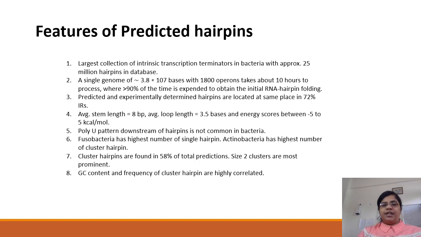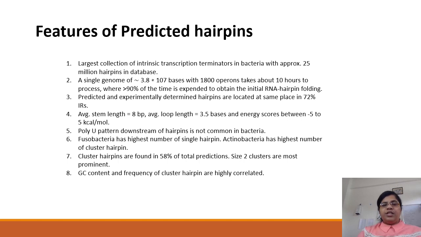And the hairpins had an average size of 8 base pair and average loop length of 3.5 bases. The energy score lay between -5 to 5 kilocalorie, and a poly-U pattern was not present in most of the bacteria.